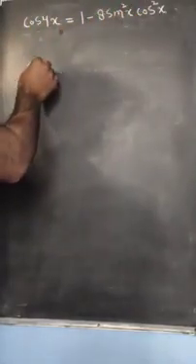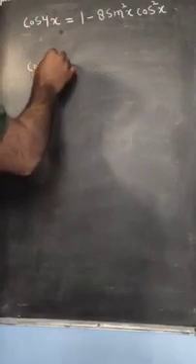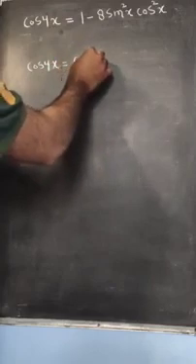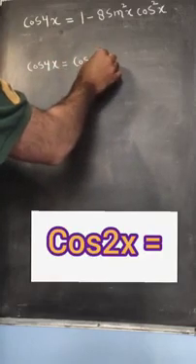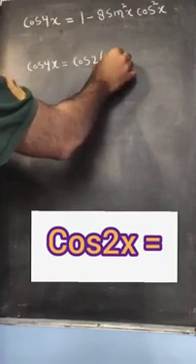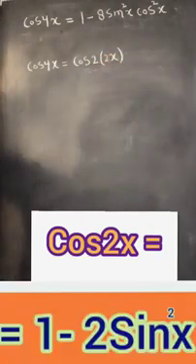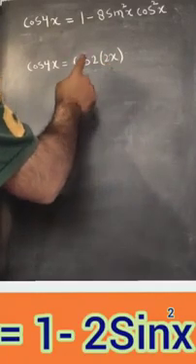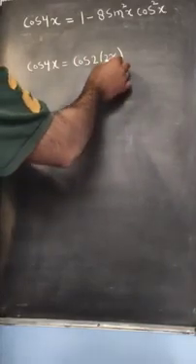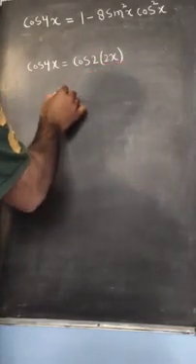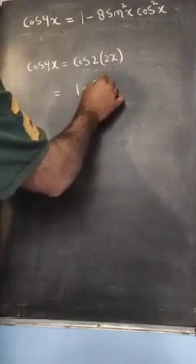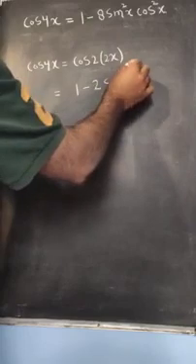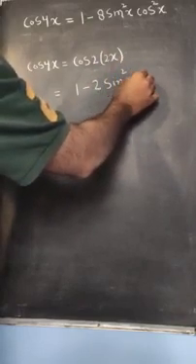Now in LHS we have cosine of 4x. We can write it as cosine of 2 times 2x. And we know that cosine of 2 theta is equal to 1 minus twice sine square theta. If we treat this 2x as theta, we can write it as 1 minus twice sine square theta, and theta is 2x.